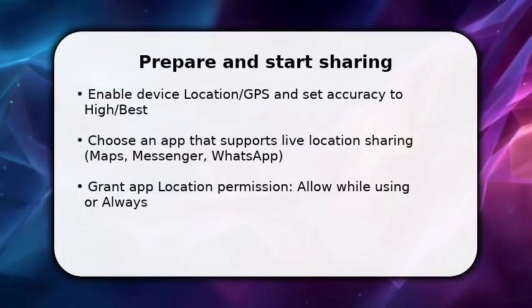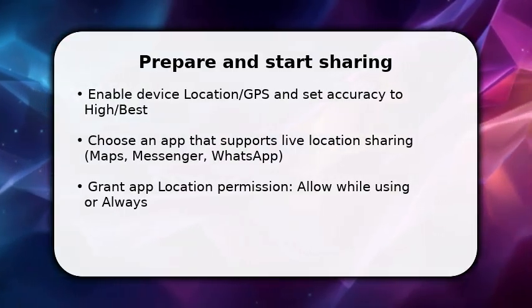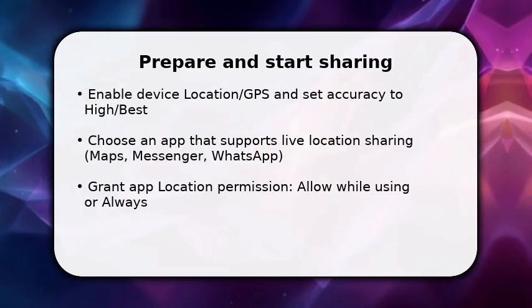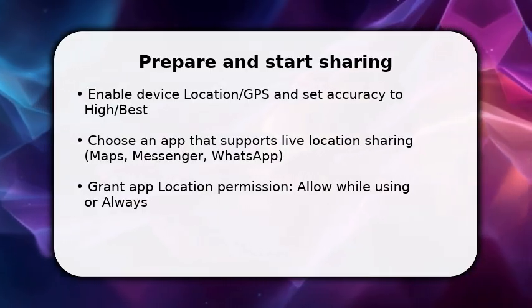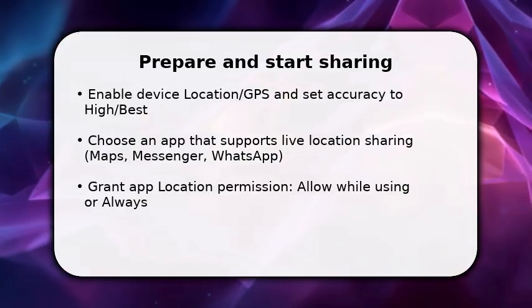You start by confirming prerequisites: location turned on, app permissions granted, and the sharing app installed. Open the chosen app and navigate to Live Location or Share Location feature. This is where you'll generate the link.